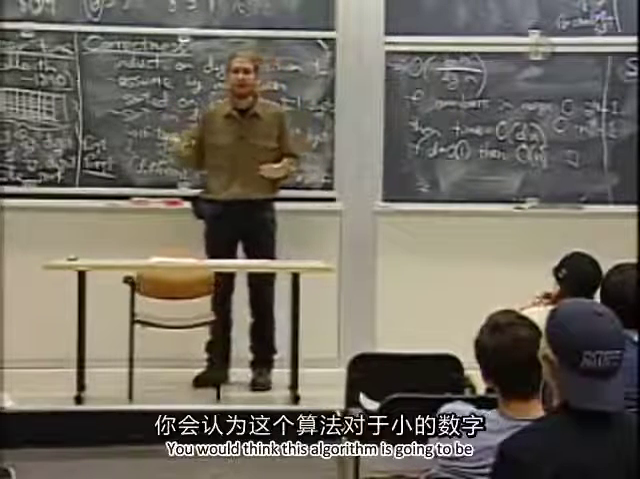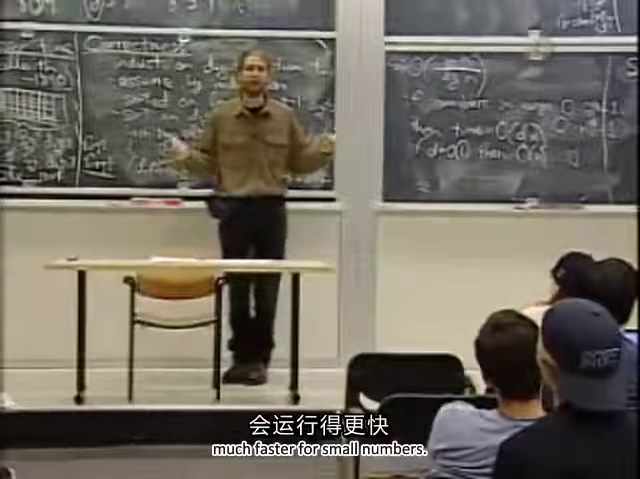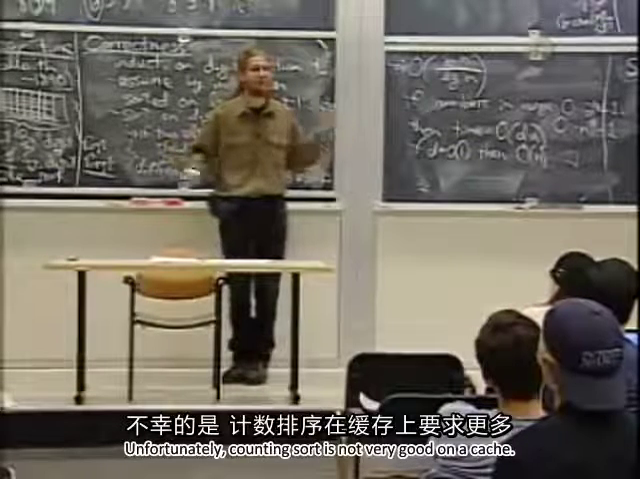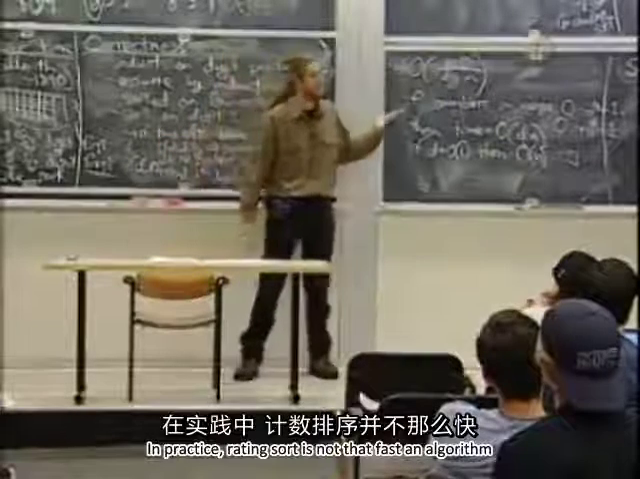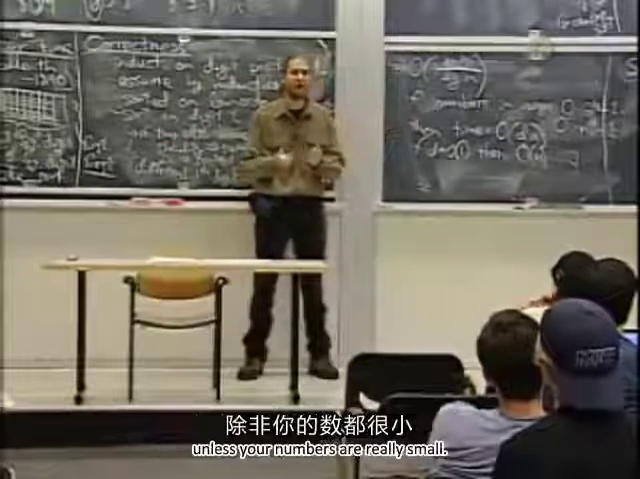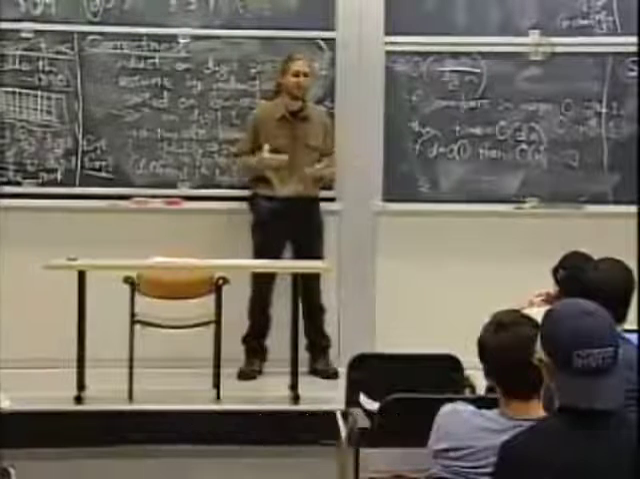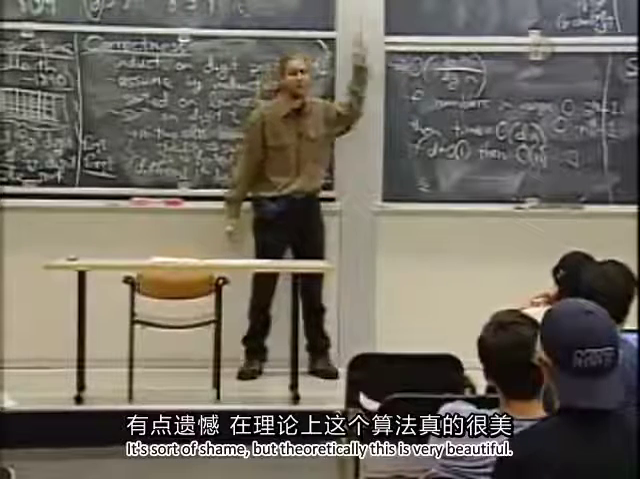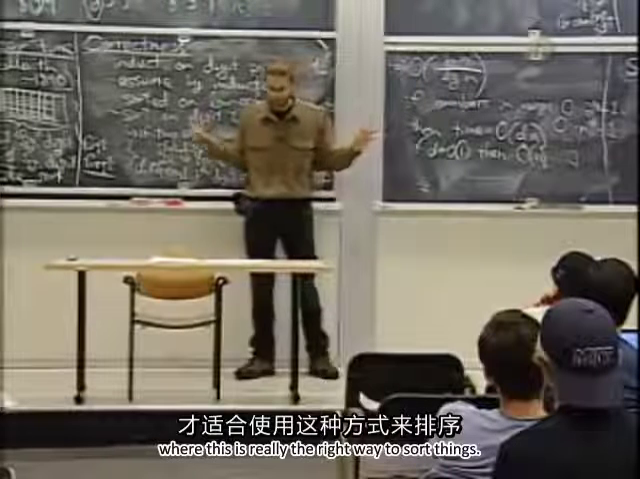So you would think this algorithm is going to be much faster for small numbers. Unfortunately, counting sort is not very good on a cache. So in practice, radix sort is not that fast an algorithm unless your numbers are really small. Something like quicksort can do better. Sort of a shame, but theoretically this is very beautiful. And there are contexts where this is really the right way to sort things.